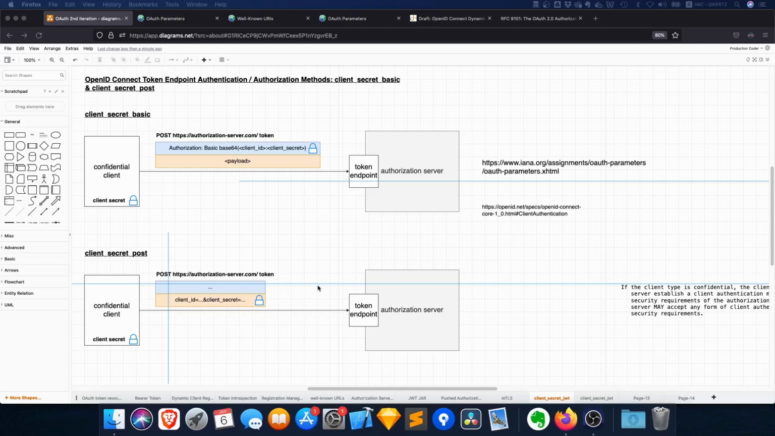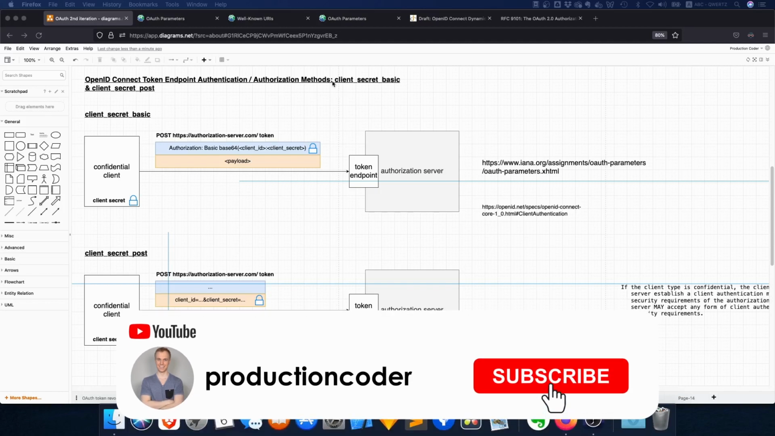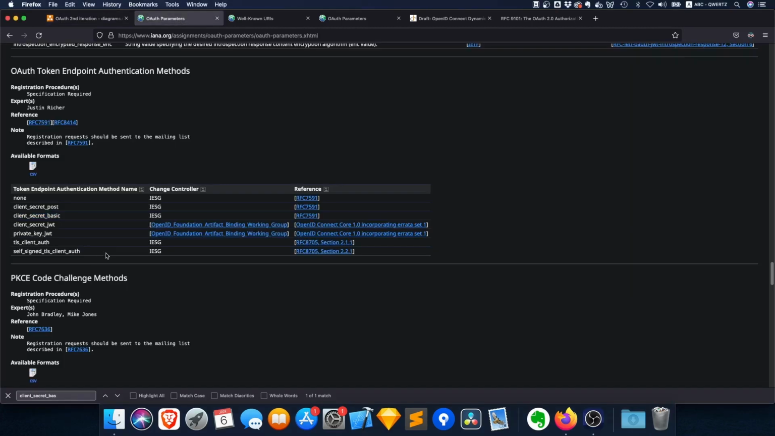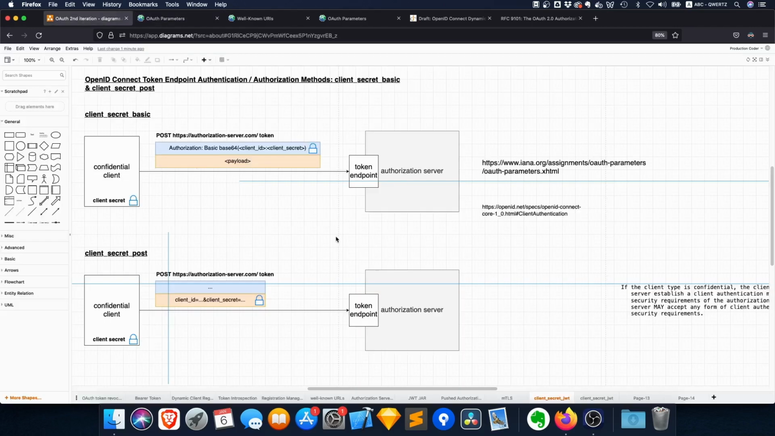Today I wanted to discuss the two main endpoint authentication and authorization methods in both OAuth and OpenID Connect. Simply because, if you look at this table here, this is the IANA registry of the ways on how you can authenticate to the token endpoint, then you should actually know what each of these things mean. And that's what I wanted to talk about today. So it's actually very simple.